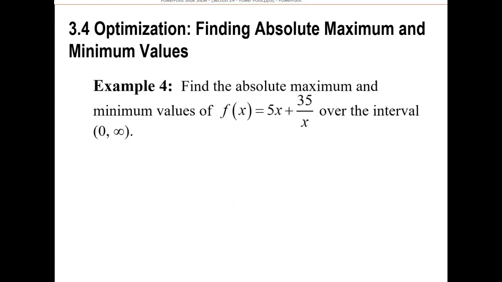All right, so find the absolute max and min of this function over the interval 0 to infinity. Now notice here, this time my interval is not closed. So that means I'm not necessarily guaranteed to have one.